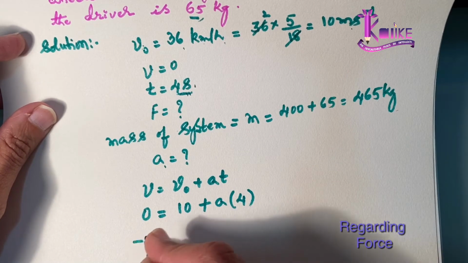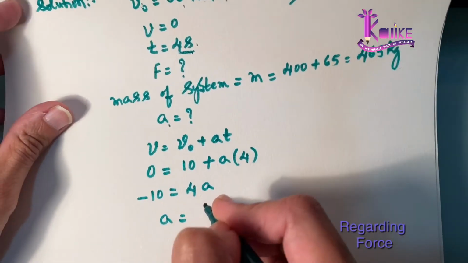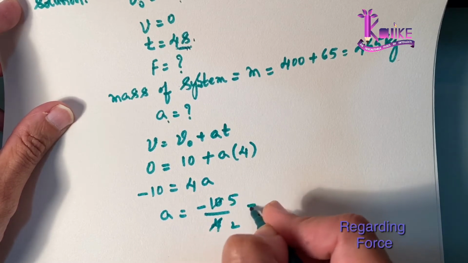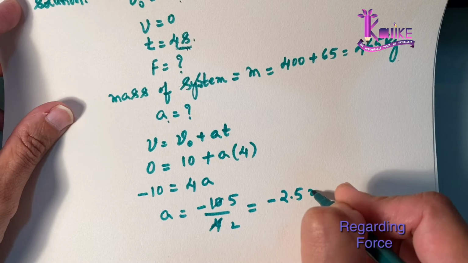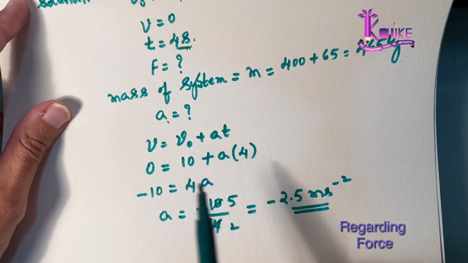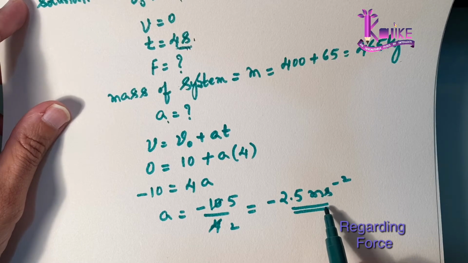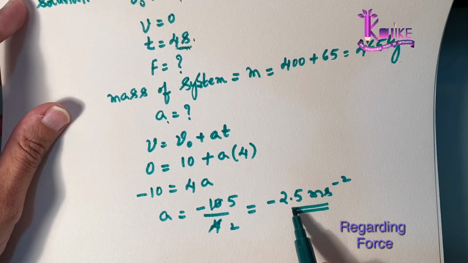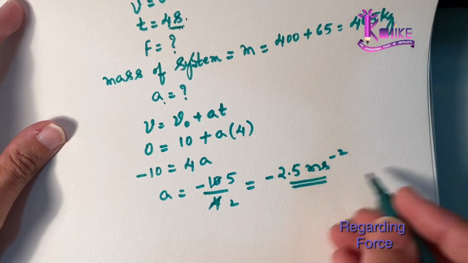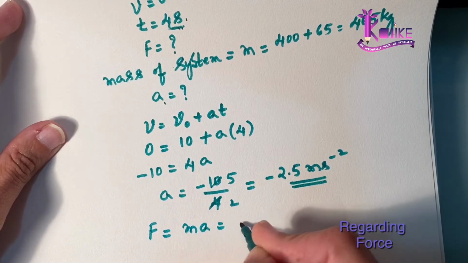So this will now be 0 minus 10 is equal to 4a, or a is equal to minus 10 divided by 4. So 2 2s are 4, 2 5s are 10, so 5 by 2 is minus 2.5 meter per second square. You should end up with a minus sign because there is a decrease in velocity from 10 meter per second to 0. So the brakes have been applied to save the child's life, and you get a retarding acceleration or deceleration or retardation, sorry. So it's called retardation. Now how do you calculate the force acting on it? F is equal to m into a.